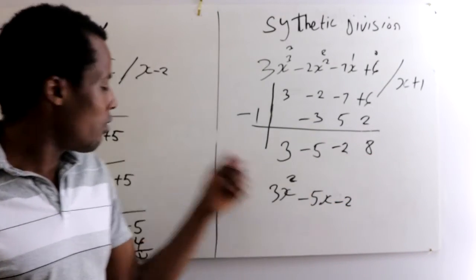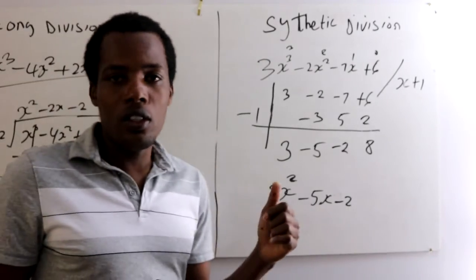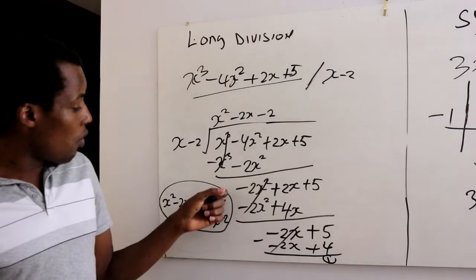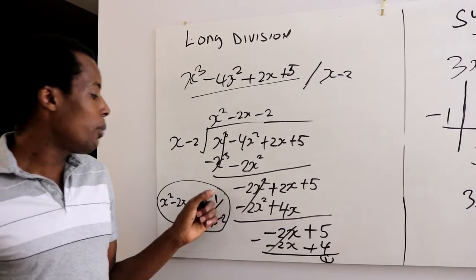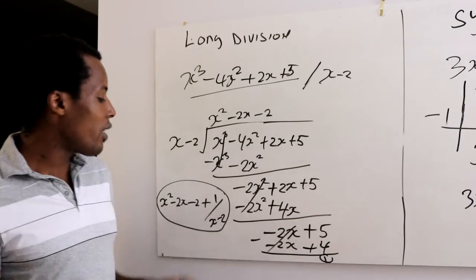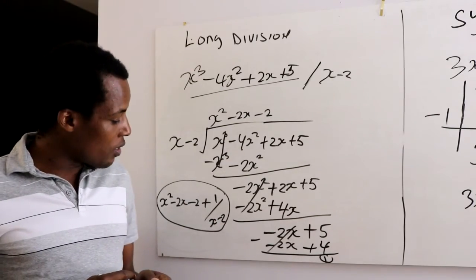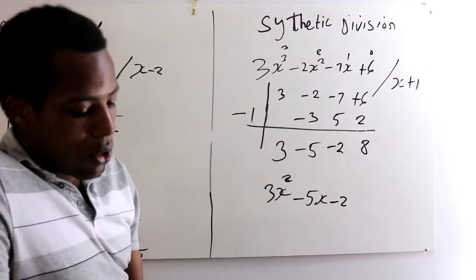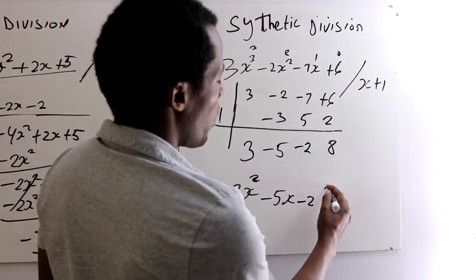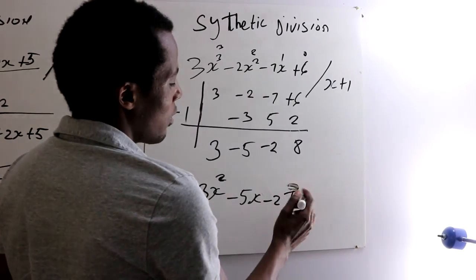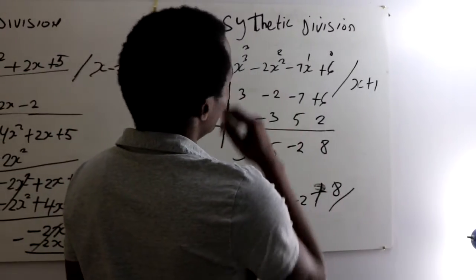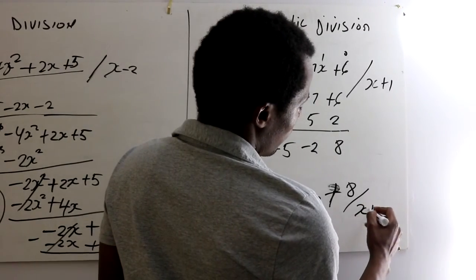Remember what we did over the previous long division here? The remainder was 1, and we had to take it over here because we cannot simplify further; we will never divide 1 by x minus 2. So remember, 8 is a positive number and it's a remainder. So what we're going to do is we add the remainder plus 8 all over x plus 1.